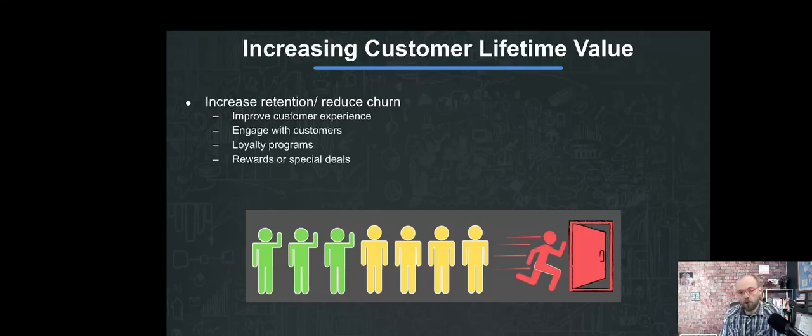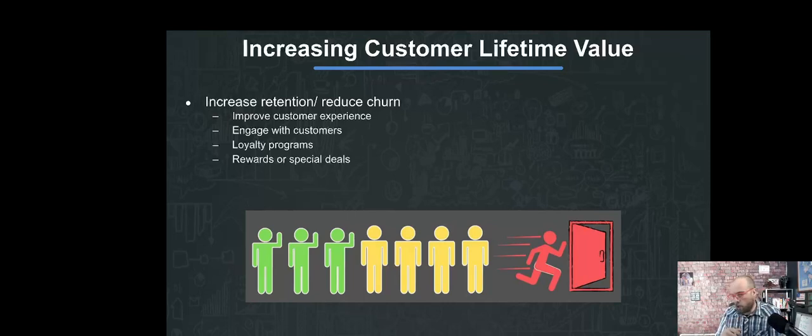Loyalty programs. So we've all seen these in coffee shops. You buy 9 coffees, you get the 10th free, and they've just got a little card that they stamp. Really simple, but those work because it keeps people coming back to you rather than going to one of your competitors. And rewards and special deals. This makes sense. We've all had that special deal because you happen to be a client. It's 10% off.